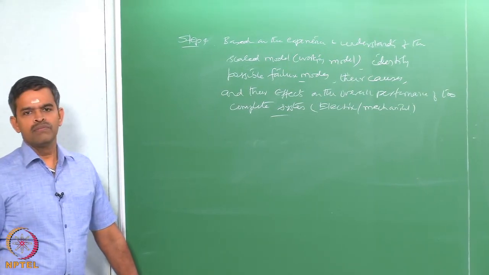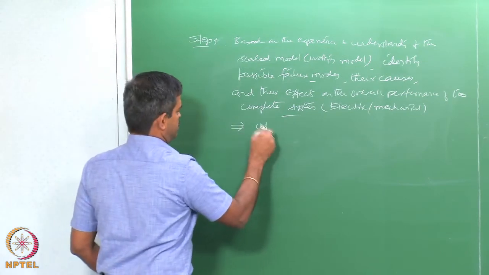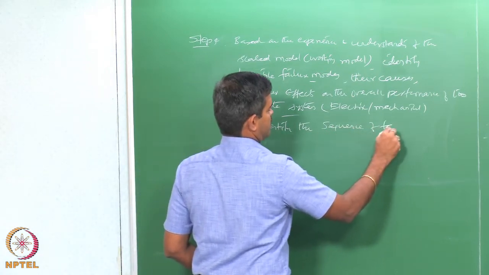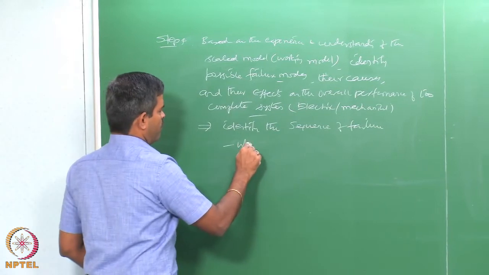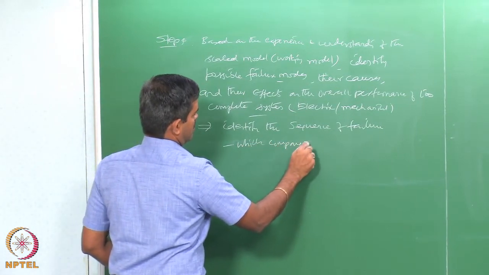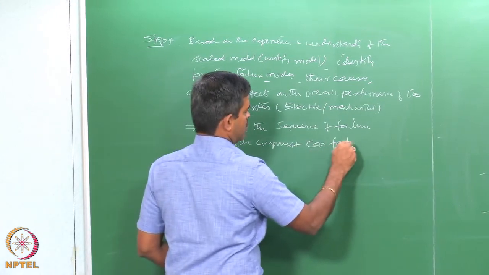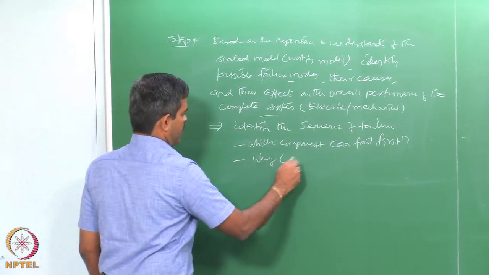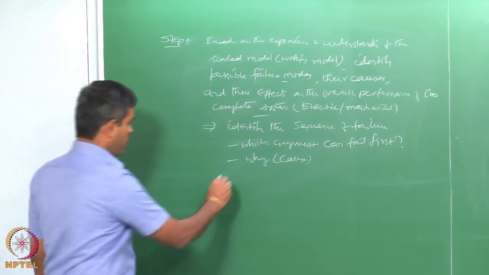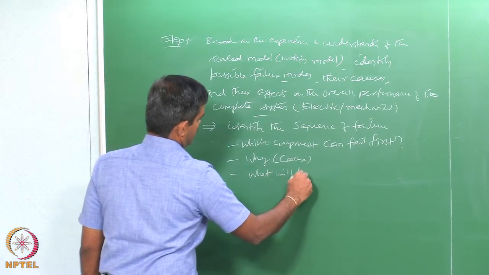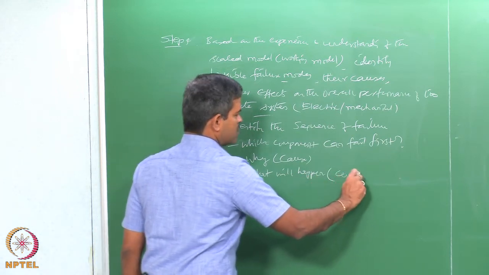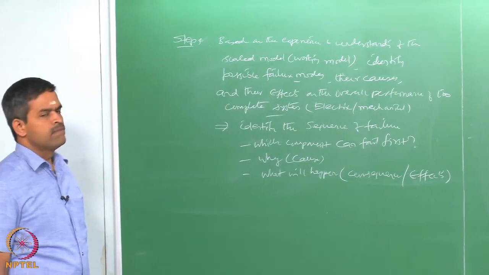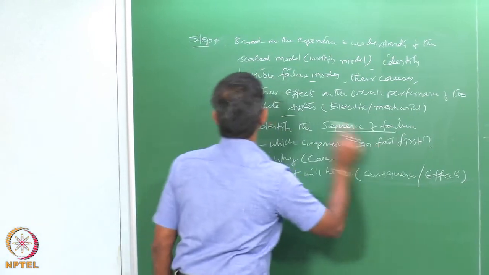So, in step number 4, you also have to identify the sequence of failure, that is very, very important. I mean, you should identify which component can fail first, why, that is the cause. If it fails, what will happen, that is the consequence, what we call effects. So, you study the sequence of failure, that is very important, step number 4.